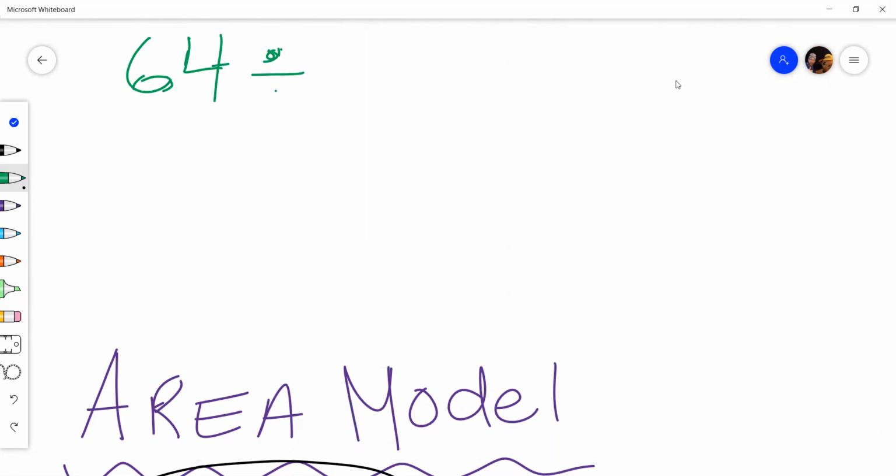And man, the top of the screen really does not like my pen at all. Wow, that is just horrific looking. So I have 64 divided by 4, even though it looks like it was chewed up by a wild animal. But that says 64 divided by 4.